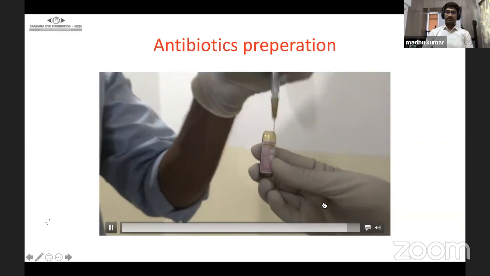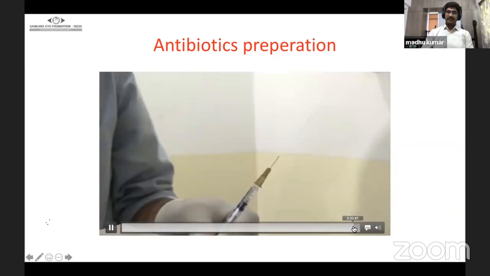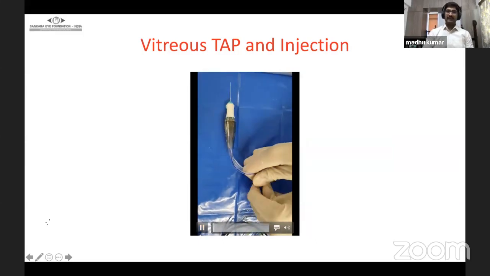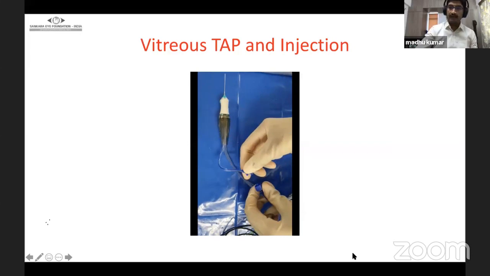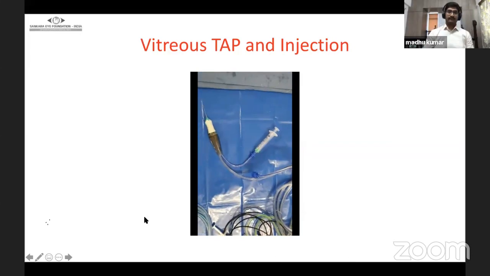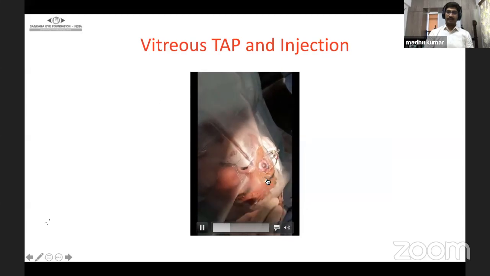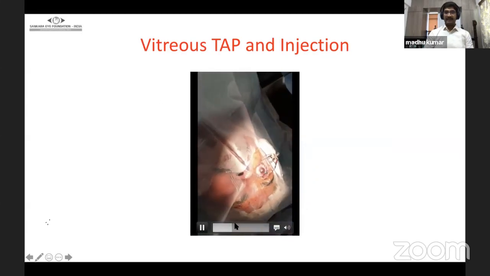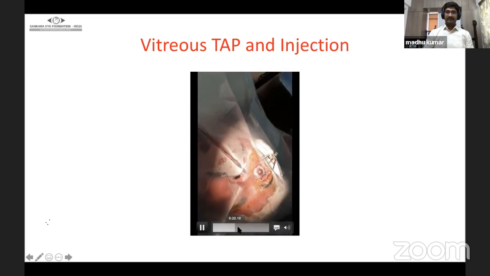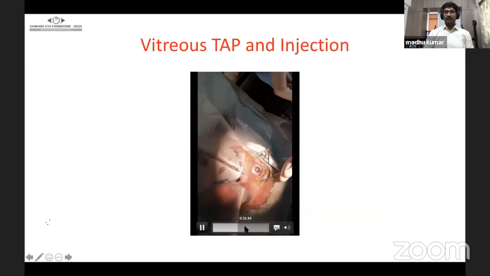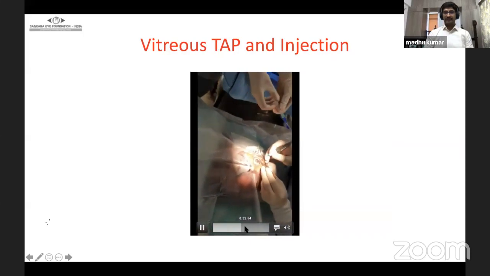This is the dexamethasone, and it can be administered into the vitreous cavity. So this is another video to show how we take a vitreous tap. You make a single port entry into the vitreous cavity. It's a 25 gauge probe which I'm using, a vitrectomy probe.